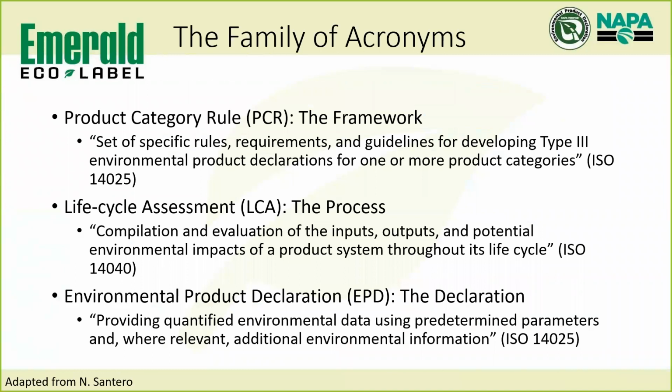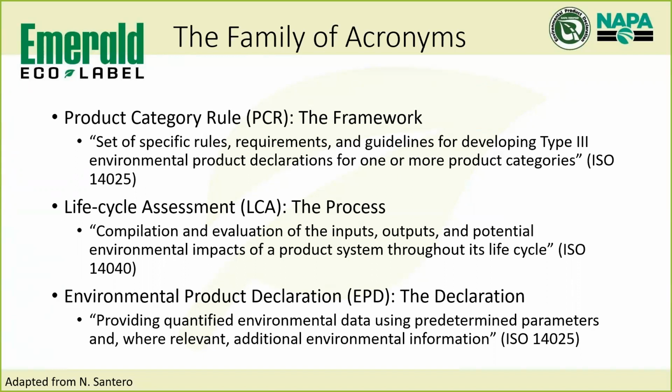And so while we haven't really seen this fully played out, there are 3 different terms that we need to make sure we understand. The first is the product category rule, which is kind of the framework. This is a slide that's been seen many times, as adapted from something that Santero did when he was in graduate school. But the product category rule is a set of specific rules, requirements, and guidelines for developing Type 3 environmental product declarations for one or more products. The life cycle assessment, as was described earlier, is the process. It's really the accounting system, and the environmental product declaration itself is the declaration of what the environmental impacts are that are associated with a product or process.